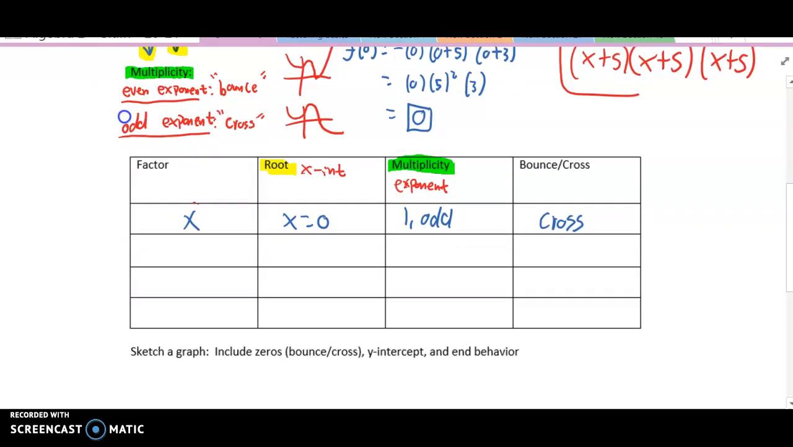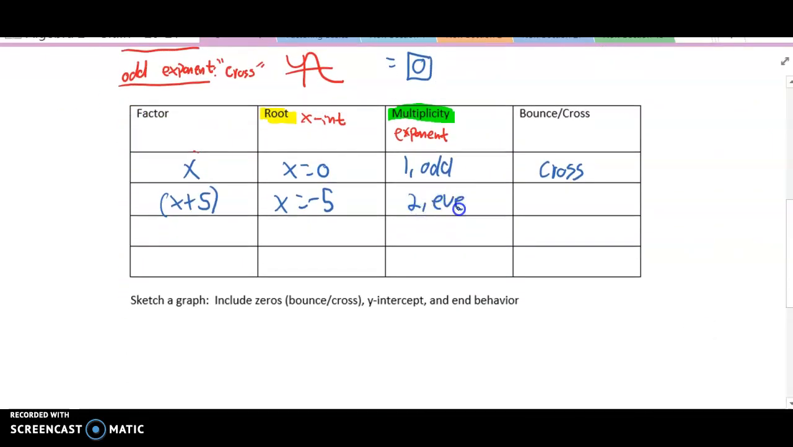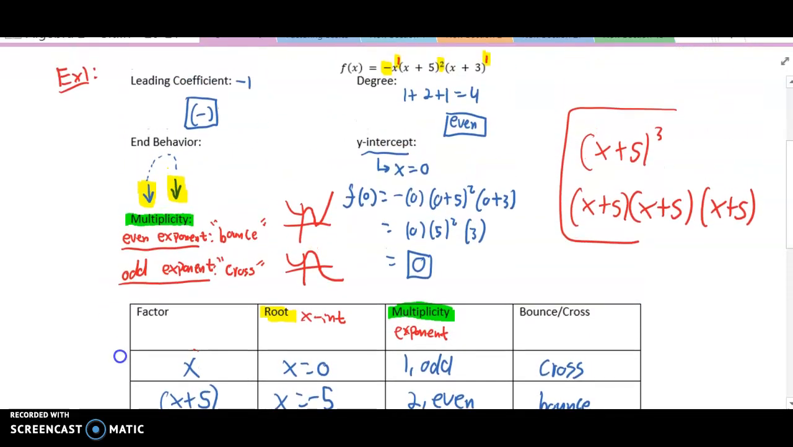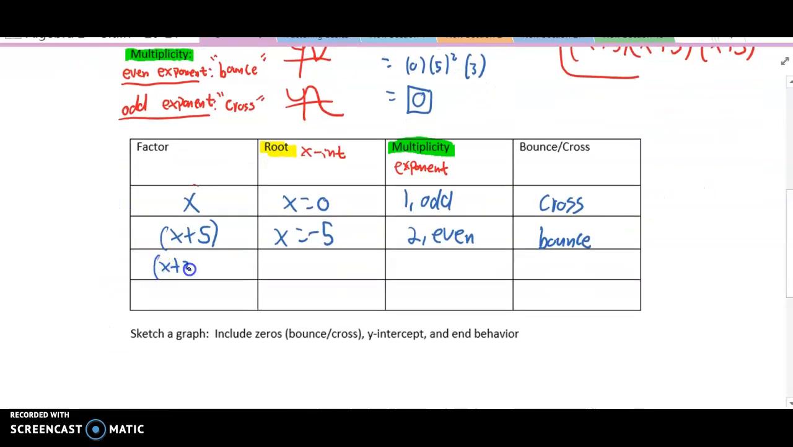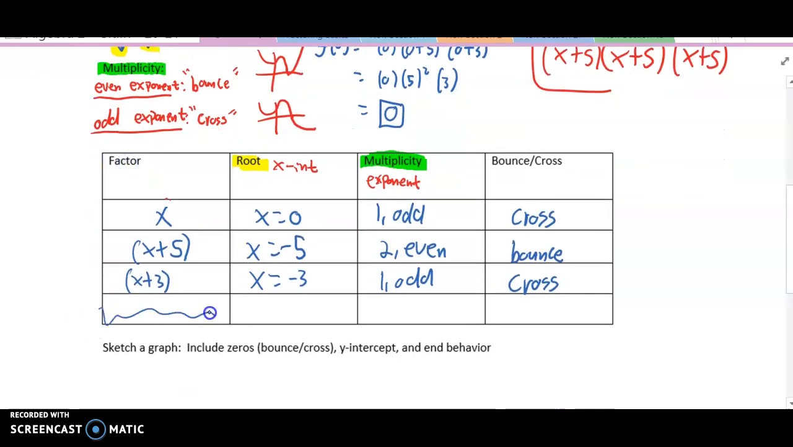Our next factor is that x plus 5. We set it equal to 0, and we get -5. Its multiplicity in the problem is 2, which is even, meaning it will bounce. Our last factor is x plus 3. If we set that equal to 0, we get -3. It had a multiplicity of 1, which is odd, so it will cross through. And we only have 3 factors in this case, so we don't need our bottom row here. Great. Pause and rewind whenever you need to, guys.